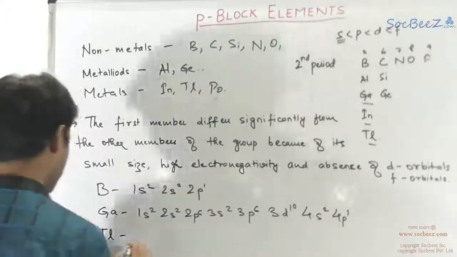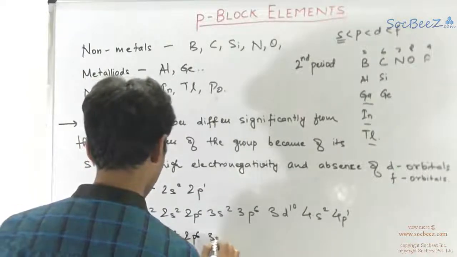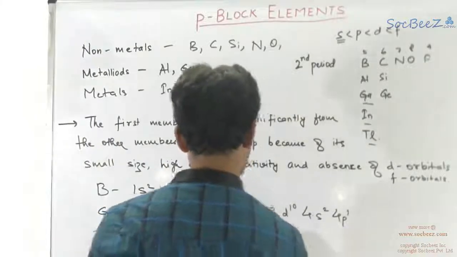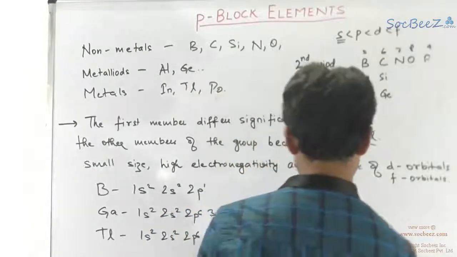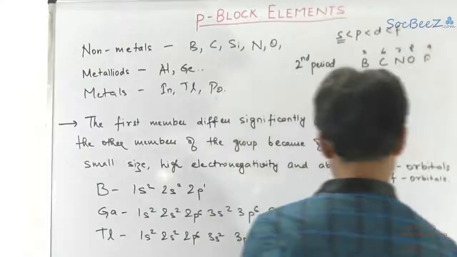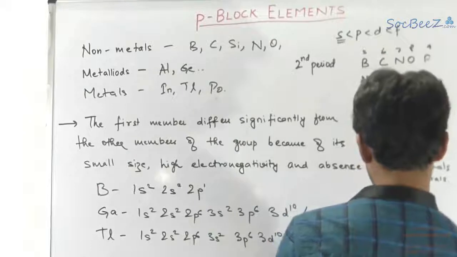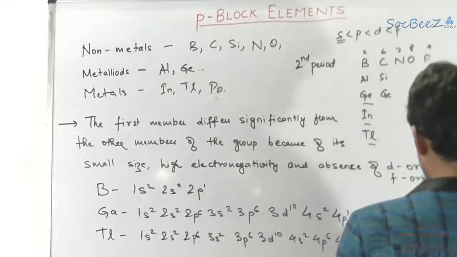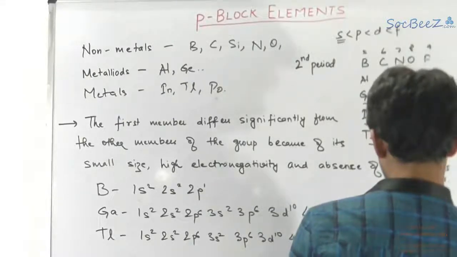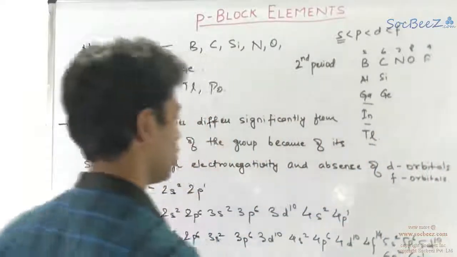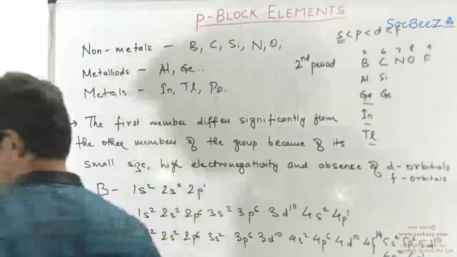For thallium, the atomic configuration is 1s2, 2s2, 2p6, 3s2, 3p6, 3d10, 4s2, 4p6, 4d10, 4f14, 5s2, 5p6, 5d10, 6s2, 6p1.